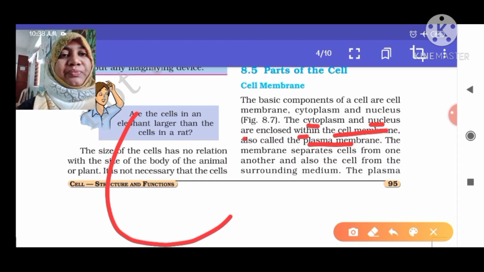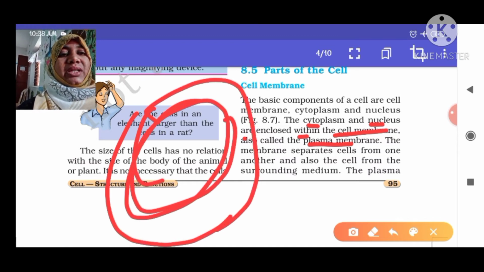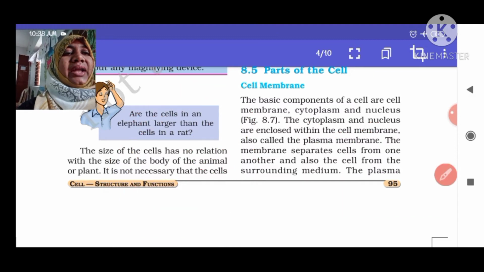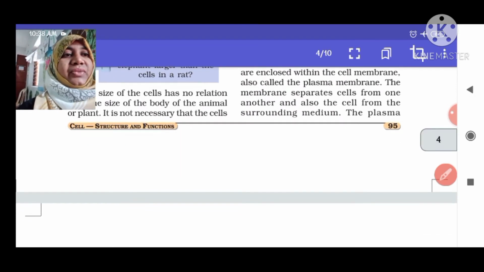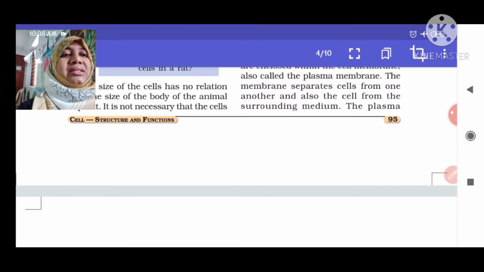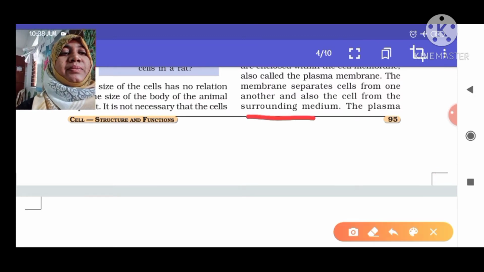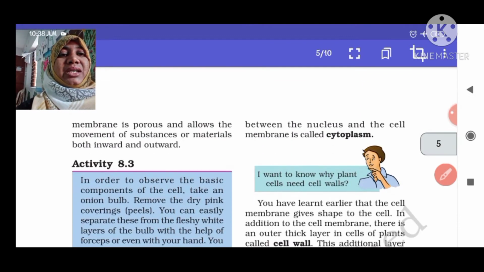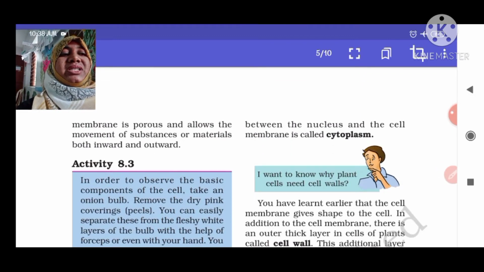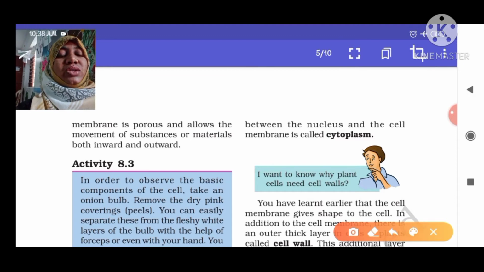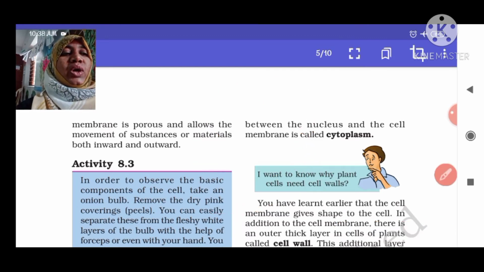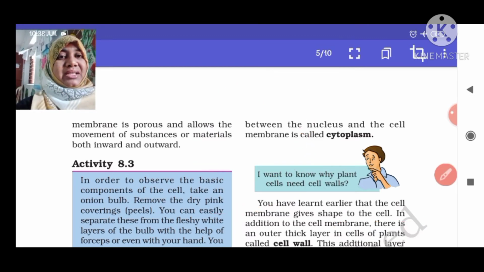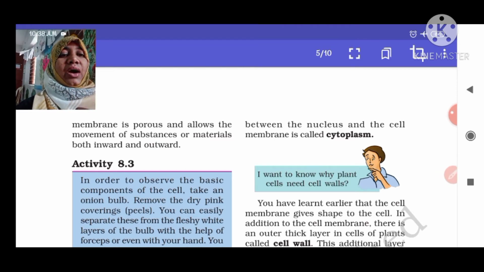So the cytoplasm is nothing but the broth, and the nucleus is enveloped. Enveloped is nothing but surrounded by the plasma membrane. The membrane separates cells from one another and also the cells from the surrounding medium. The plasma membrane is porous and allows the movement of substances both inside and outside. As you see, it is porous, meaning dots are there, because of which the selected things are entering and moving inside and outside.